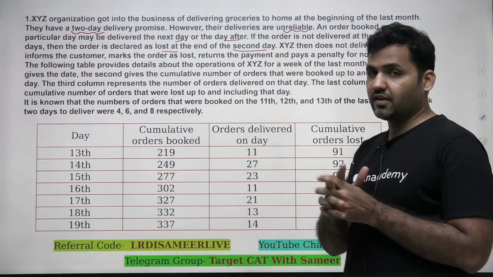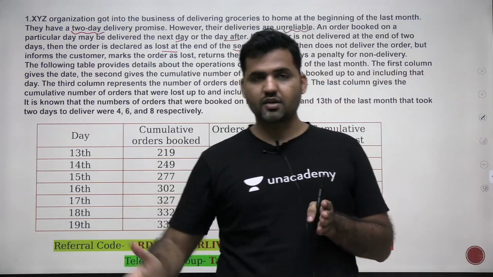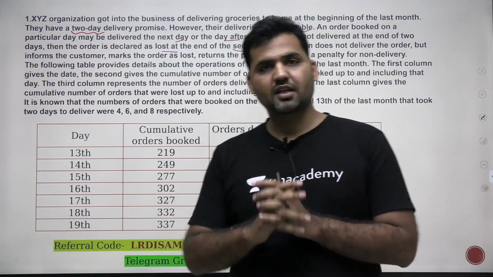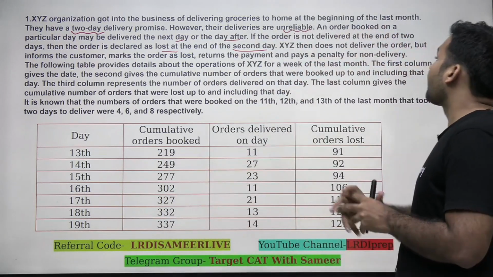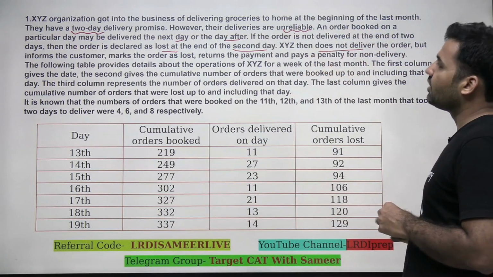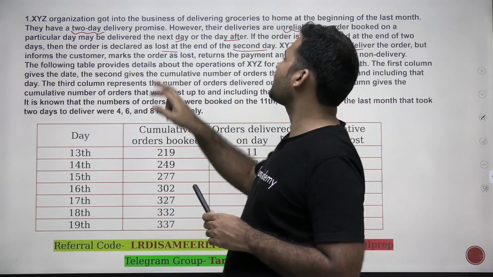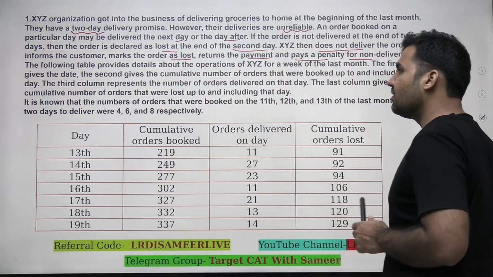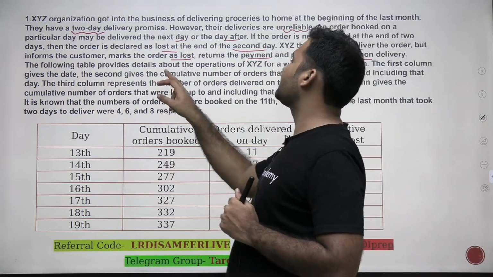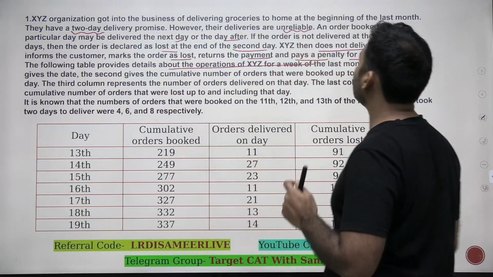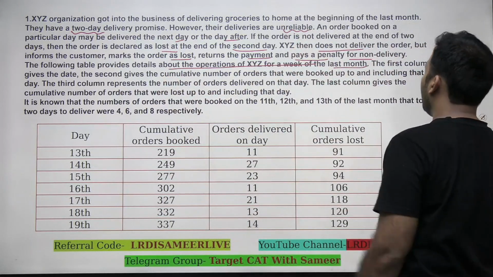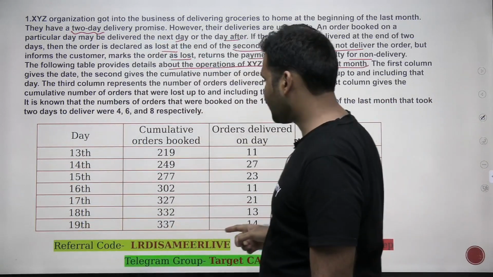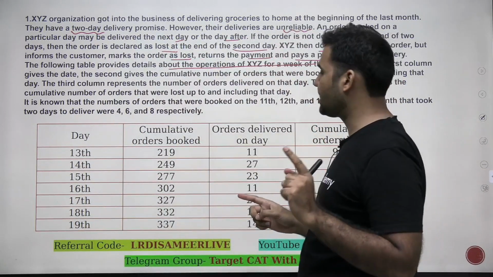So if I'm placing an order on 12th and I'm not getting the order by 14th, that order will be considered as lost. XYZ then does not deliver the order, but informs the customer, marks the order as lost, returns the payment and pays a penalty for non-delivery. The following table provides detail about the operation of XYZ for a week of the last month.